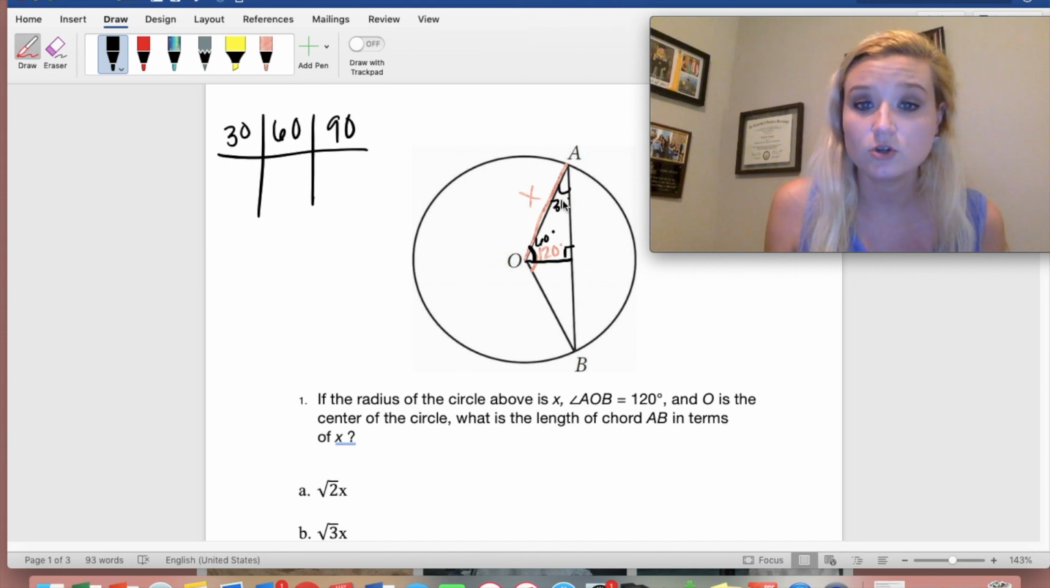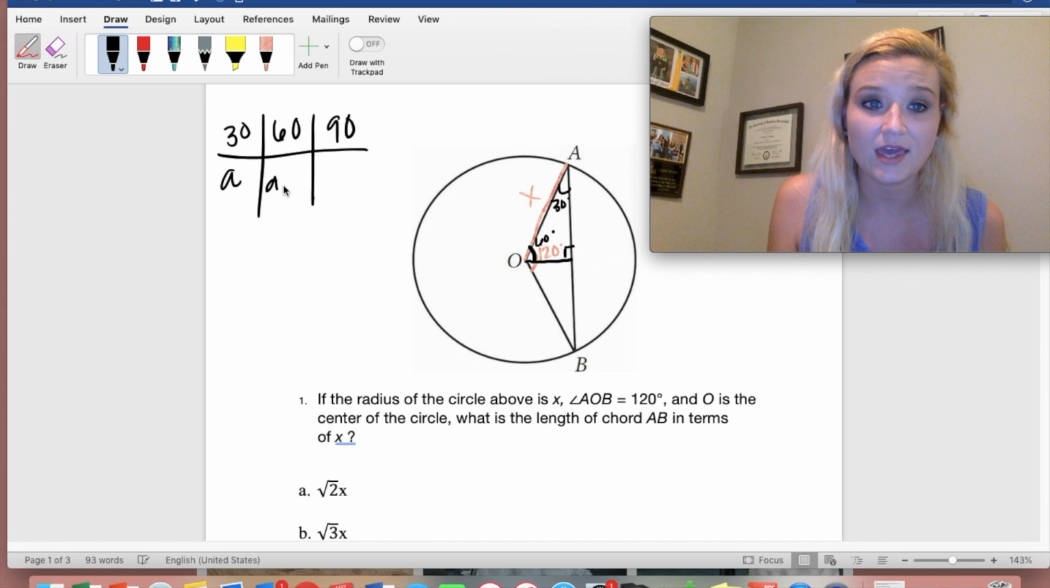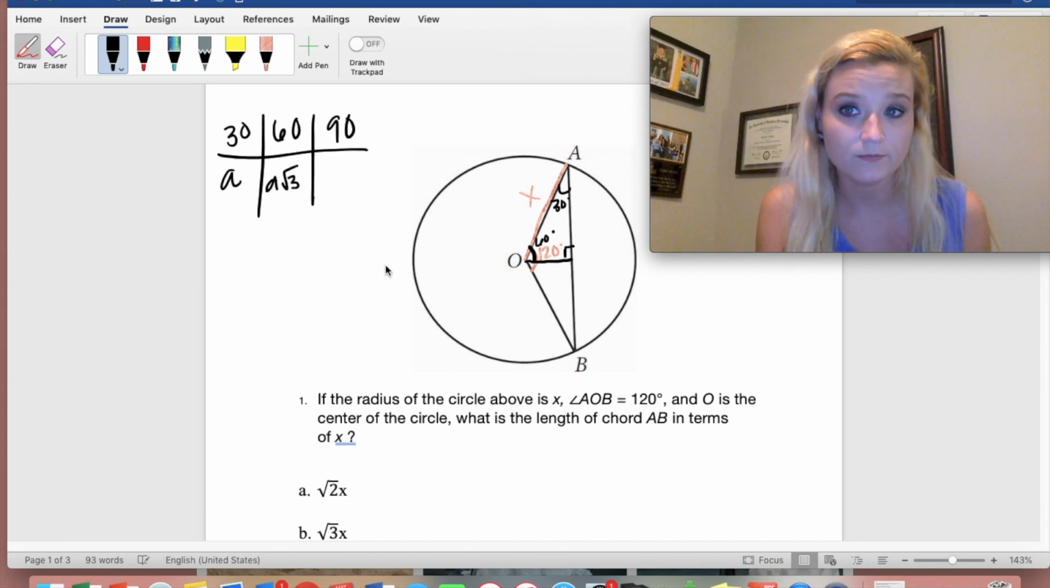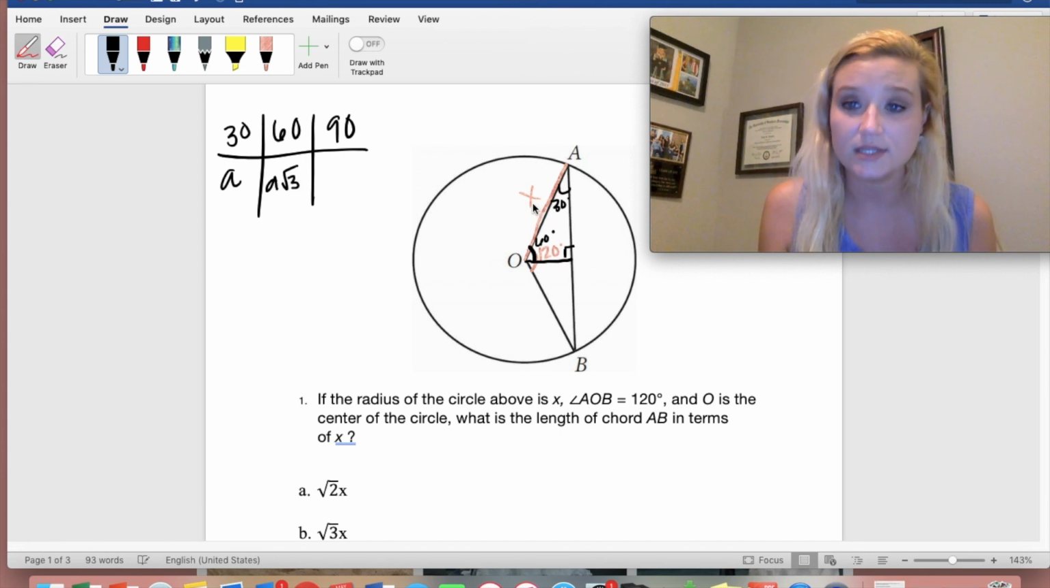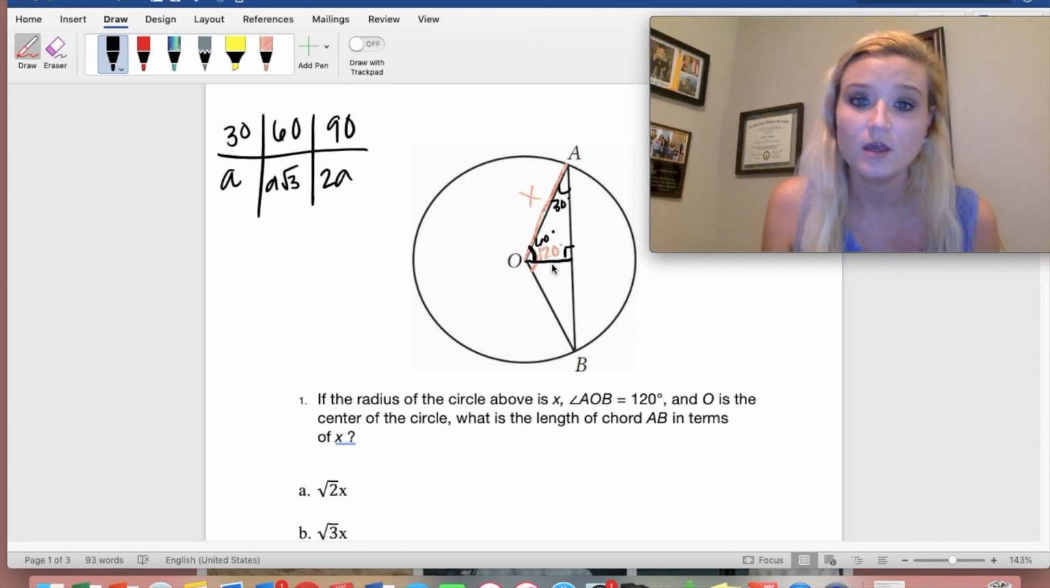The side that's across from the 30 degree angle is our smallest side, so we'll just say that's A. The one across from the 60 degree angle is going to be A times the square root of 3. And then the one across from the 90 degree angle, our hypotenuse, is going to be 2 times A. So in this triangle, our hypotenuse right here is the 2A. The one across from the 30 is our A. The one across from the 60 is our A root 3.